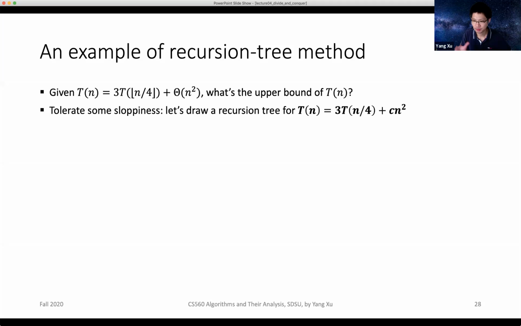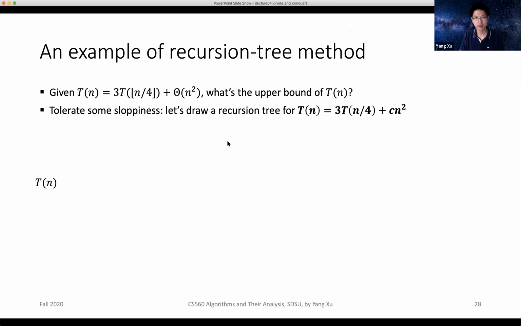With some tolerance on sloppiness, we can basically ignore the floors or ceilings. And for a quadratic function described by big theta of n squared, we can use c times n squared, where c is some constant. So with this recurrence rewritten like here, we are able to draw a node starting from the root node.